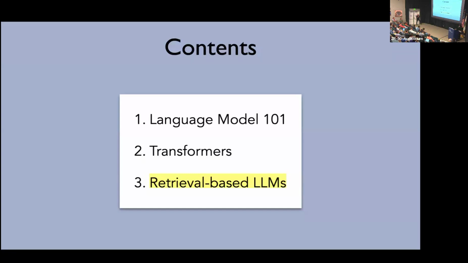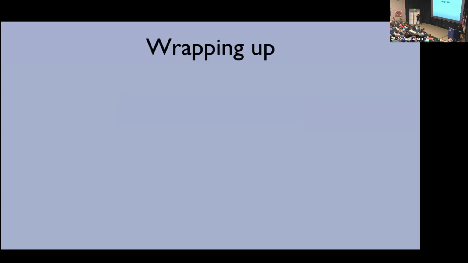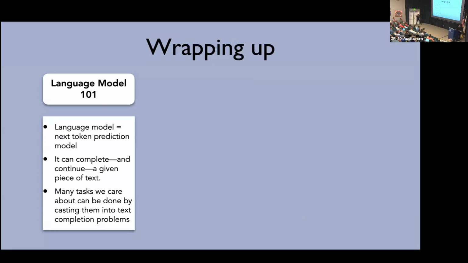That was all about retrieval-based language models. So that's it for today. Thanks for staying. I just have one quick slide on the summary. So I started with language model 101, where we defined a language model as a next token prediction model. And by definition, it can complete and continue any given piece of text because it can repeatedly make a next token prediction over and over. And that means it can perform many different tasks that involve natural language, because a lot of tasks we care about, like answering a question, translating text, or generating a story, can be cast into a text completion problem.